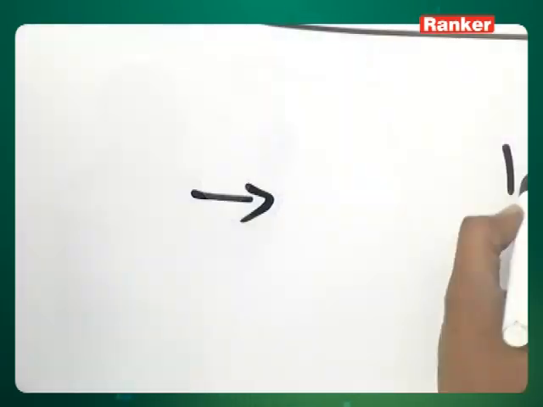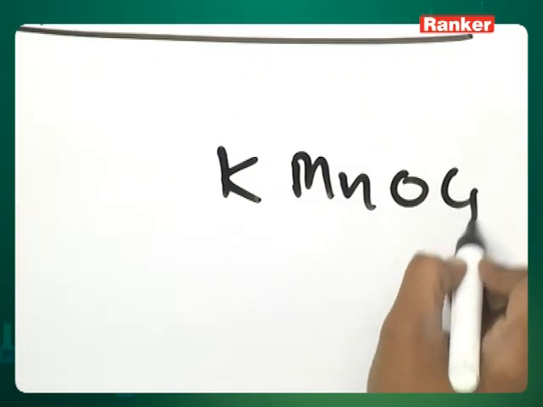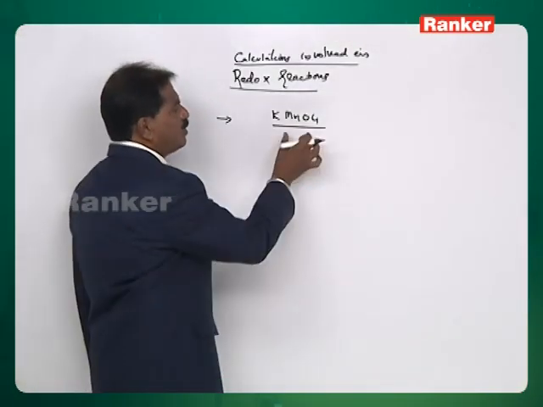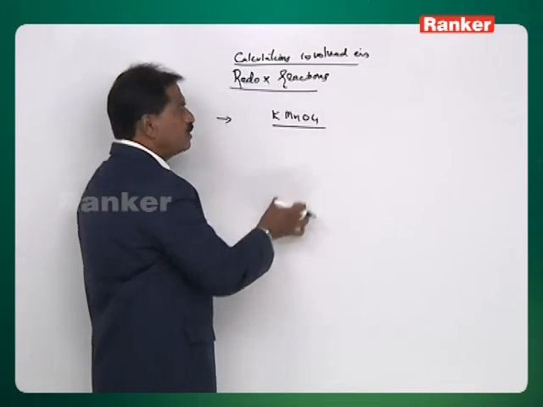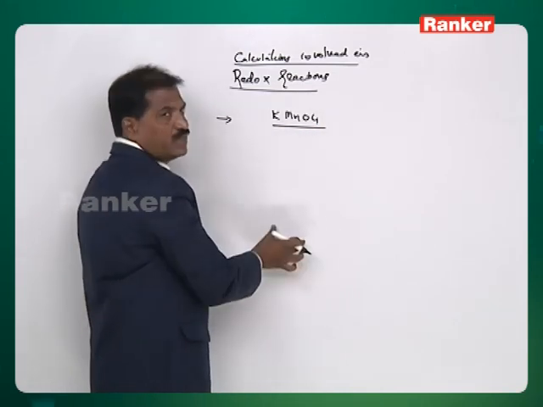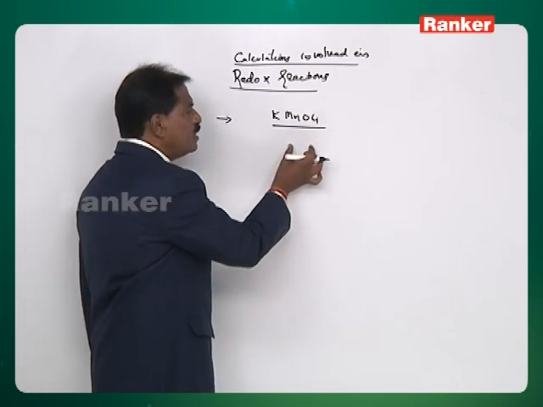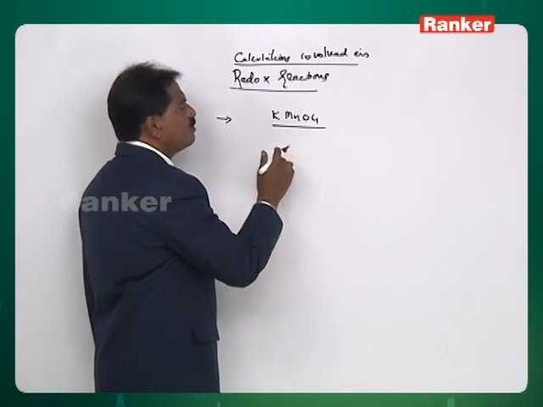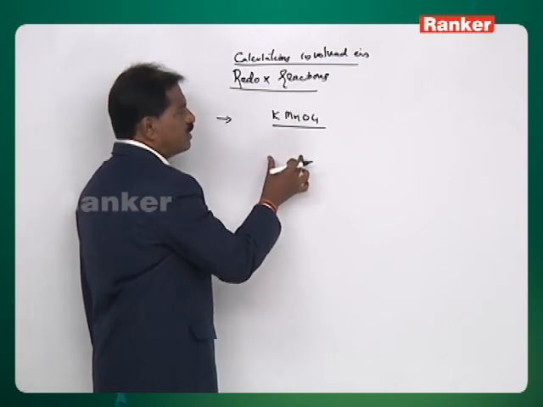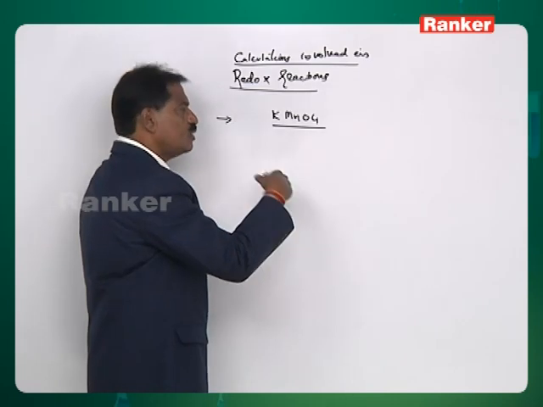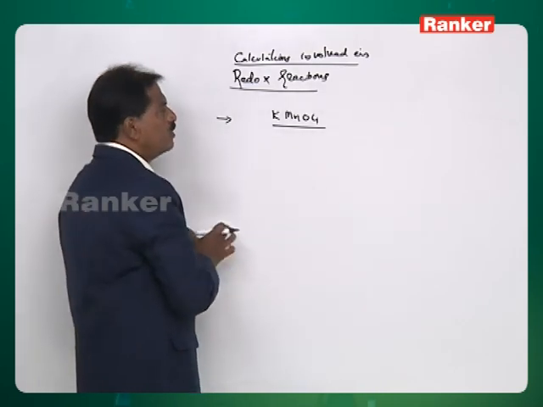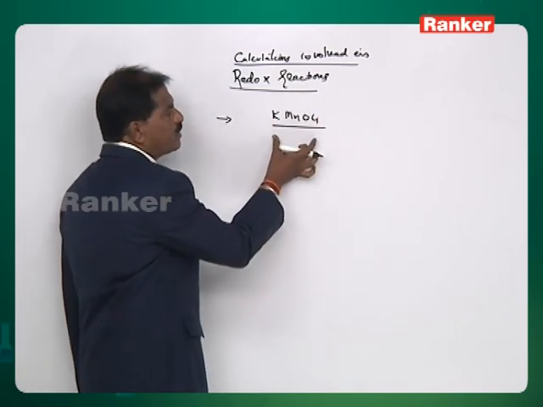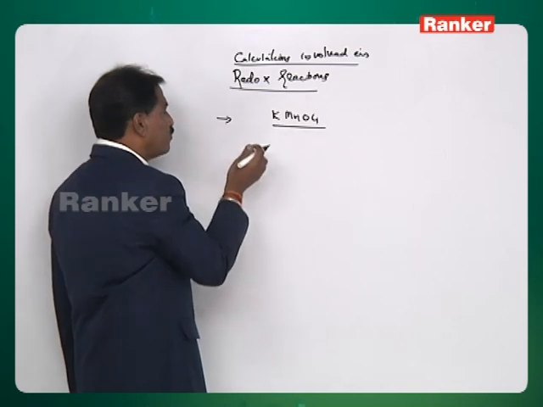For example, let us take KMnO4. When KMnO4 participates in reactions, it will always gain electrons. The actual number of electrons gained depends on the medium in which the reaction takes place. In acidic medium, it will gain a certain number of electrons. In alkaline medium, a different number. In neutral medium, a totally different number. Therefore, if we know the medium, we can identify the number of electrons gained by one molecule of KMnO4.